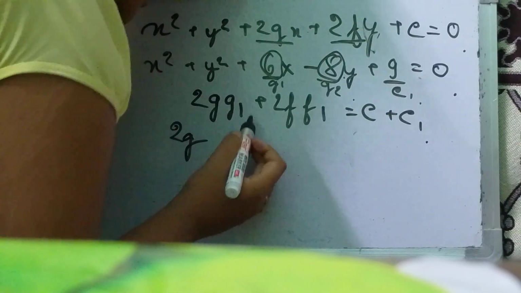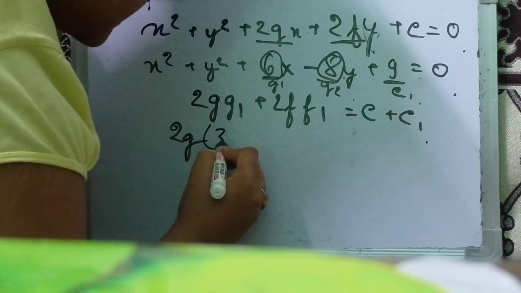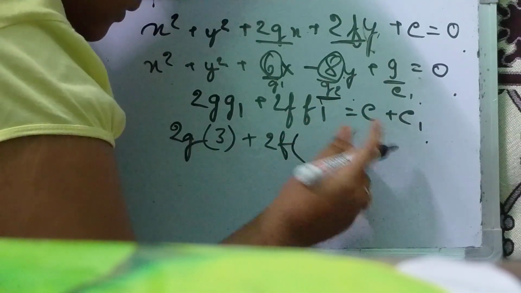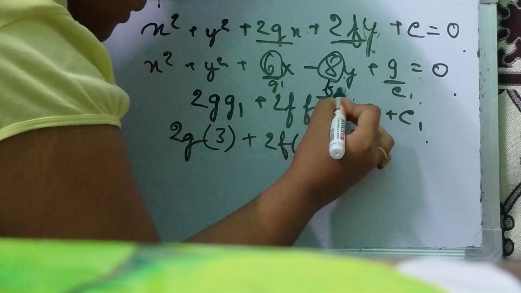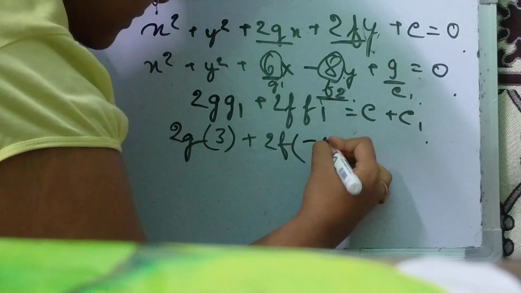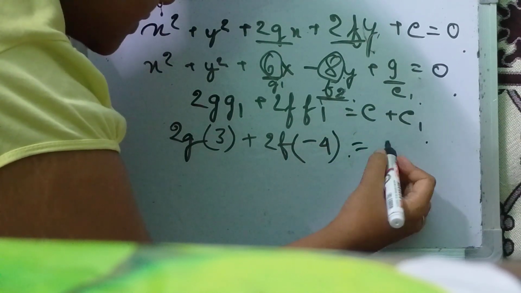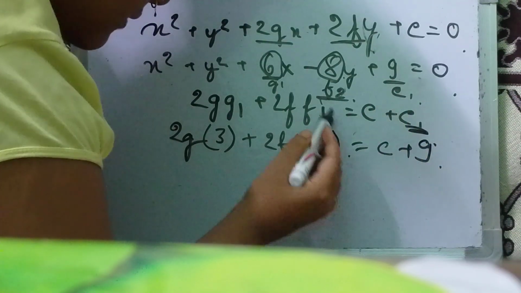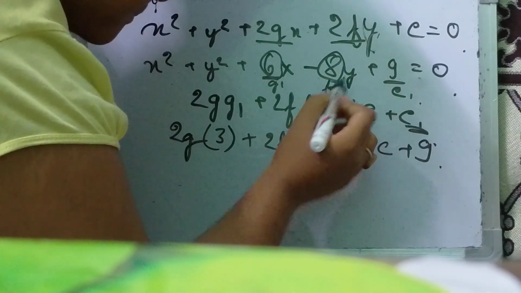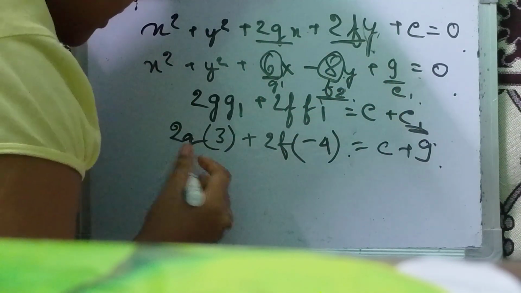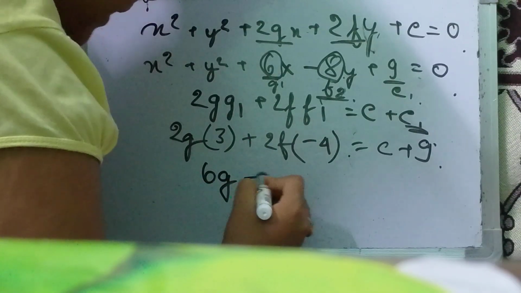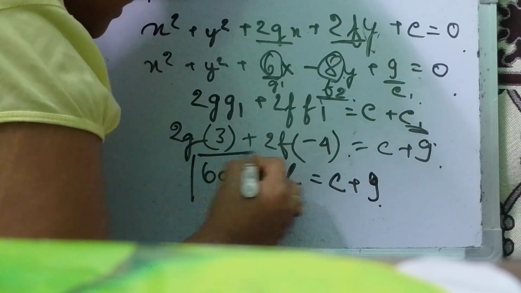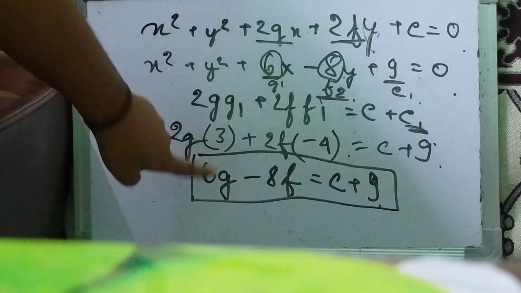So what will be the value of g1? It is 3, and 2f into f1, this is f2, sorry. So this will be minus 4, which is equals to c plus 9. Value of c1 is 9. Value of f2 is 4. And value of g1 is 3. So it comes as 6g minus 8f is equals to c plus 9. So this is the orthogonal equation.